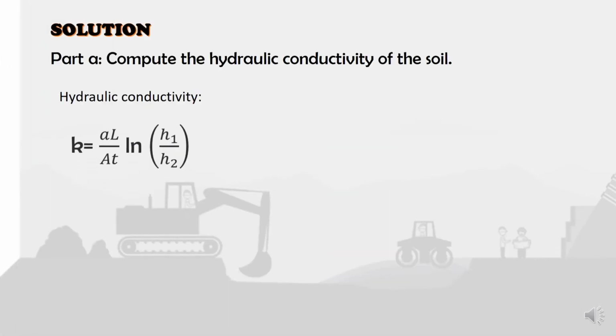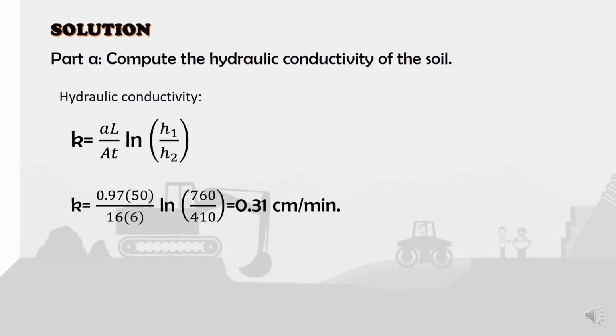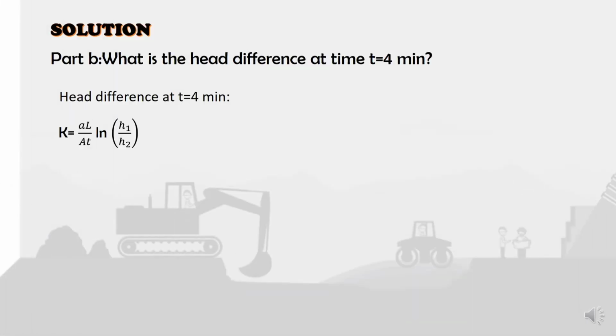To solve for part A, we have to use again the formula. And by direct substitution of the given to the formula, we have 0.97 times 50 divided by 16 times 6, which is the 6 minutes, ln of 760 divided by 410, is equal to 0.31 centimeter per minute, which is the final answer. For part B, again, using the same formula but different time.